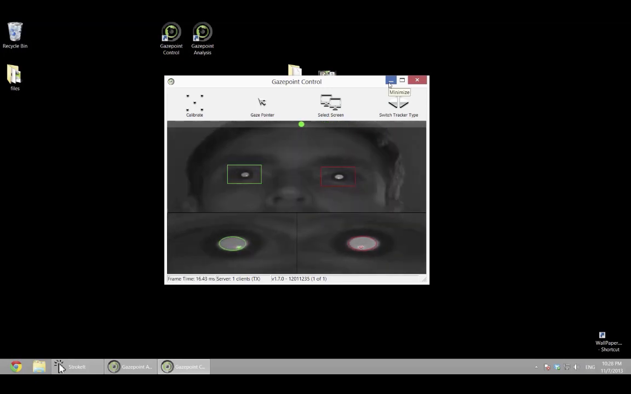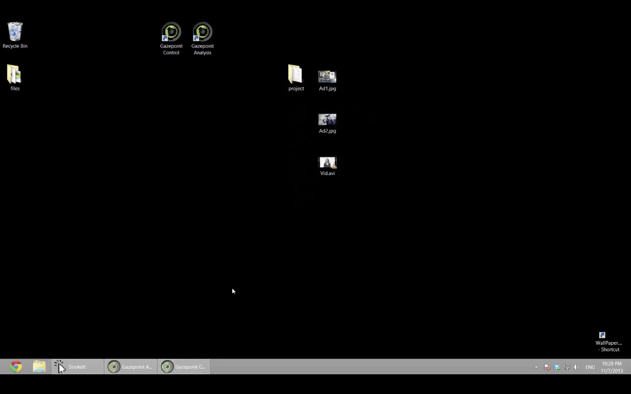Users free to move within the field of view of the camera.